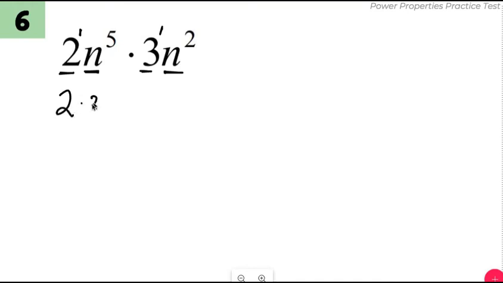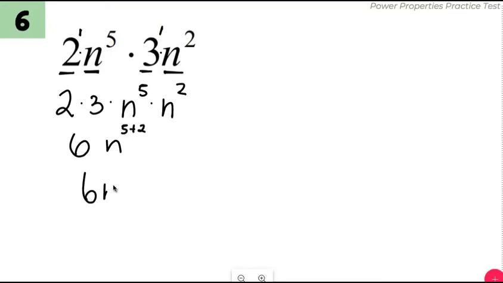So what I would do is I would rearrange, I would use the commutative property so that my common bases are together and my numbers are together. Now remember, this is all multiplication. Even though you don't see the symbol, 3n is 3 times n. I can commute if I have all multiplication. So 2 times 3 is 6. n to the fifth times n to the second is n to the 5 plus 2. And you get 6n to the seventh power.